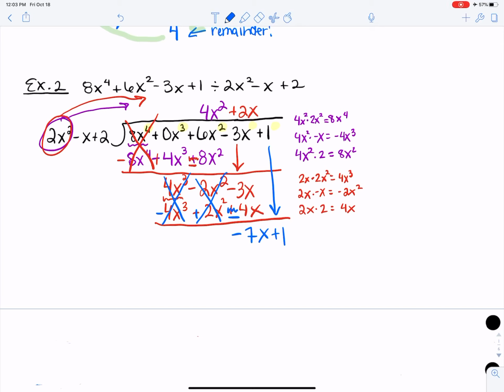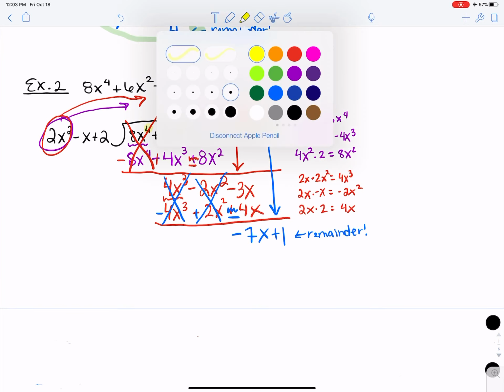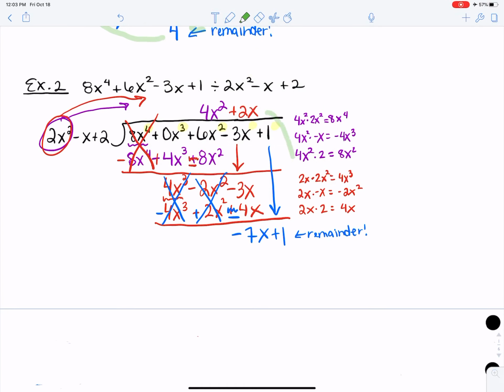But see, the problem is this degree is smaller than this degree. So there's no way the number 2x squared can go into negative 7x. So we are done. This again is our remainder. All right, and now let's do our little roundabout so we know how to write our answer.